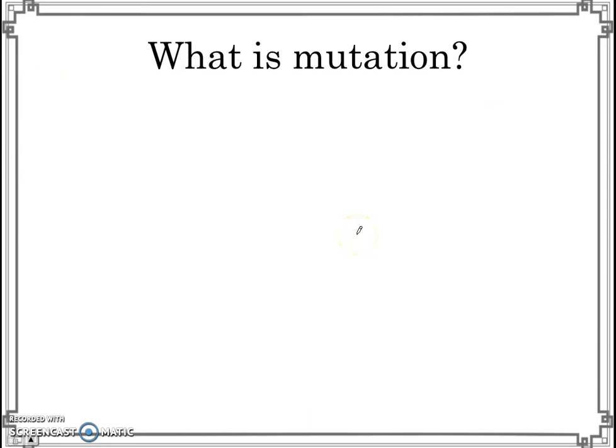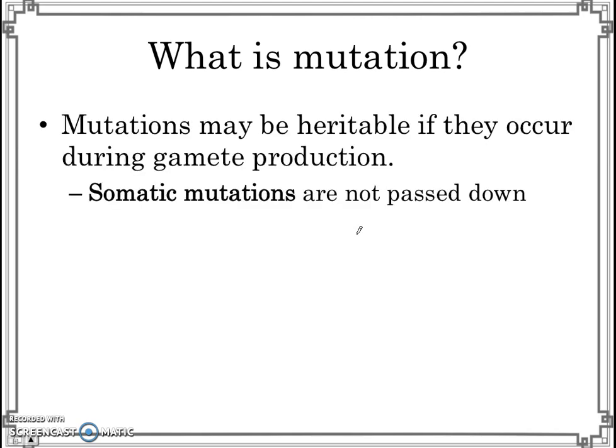Now, mutations can happen in any of your cells. It can happen in your normal body cells, or it can happen in your gametes, your sperms and your eggs. Now, it's only those mutations which happen in your gametes which are heritable. What that means is, if the mutation occurs in your sperm or your eggs, then it can be inherited by your offspring. Mutations that happen in your normal body cells are called somatic mutations, and these are not passed down to your offspring. So they just affect you, but they will not affect your offspring.